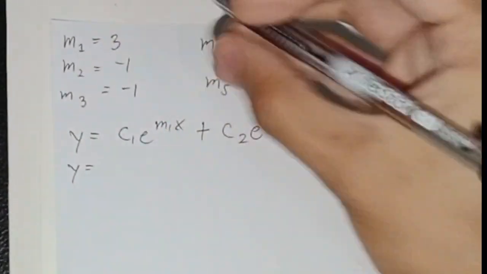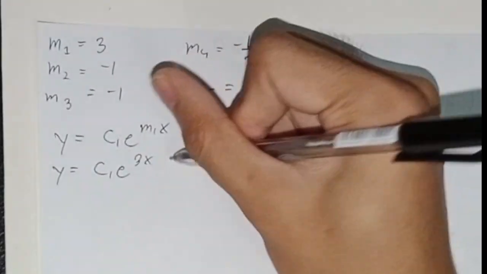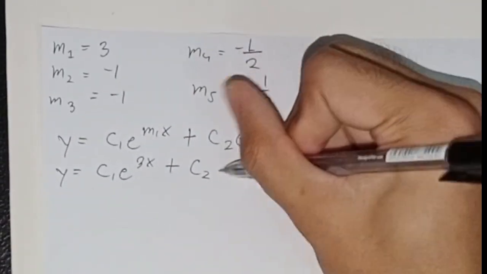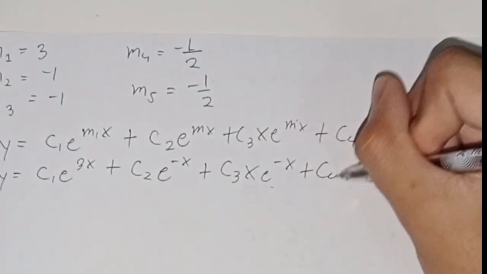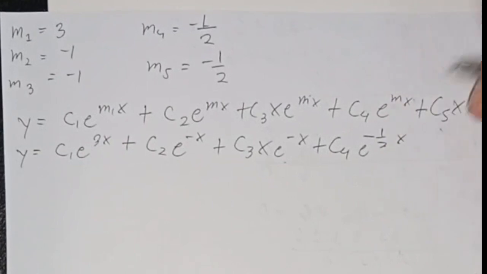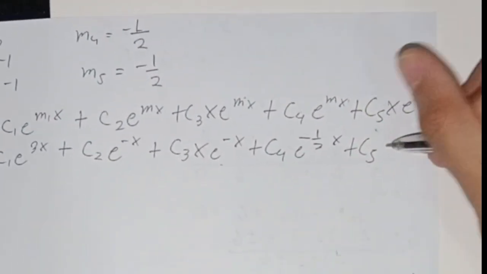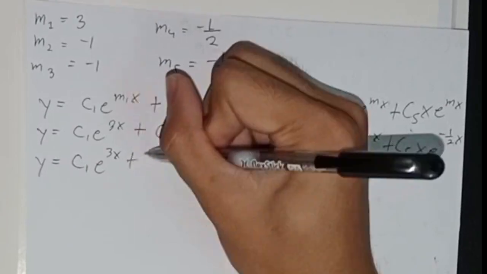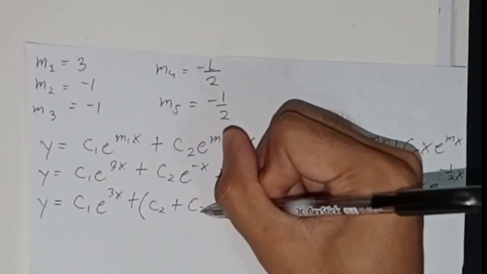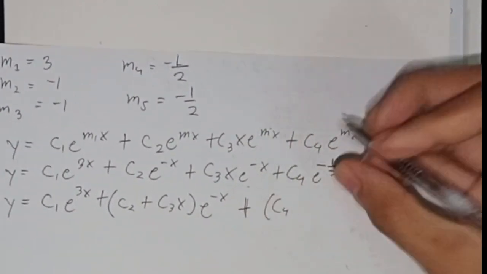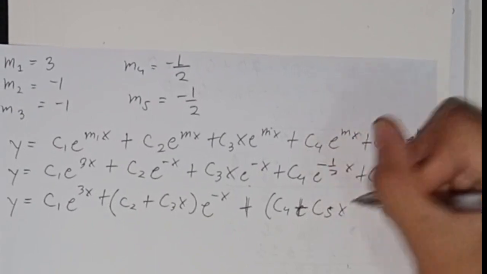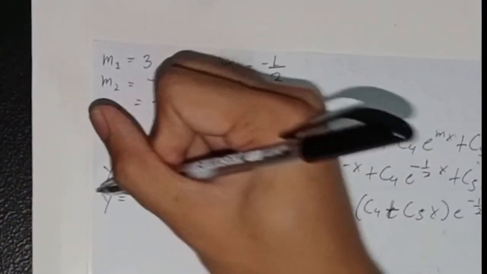So plugging in our roots, that will be y is equal to c sub 1 e raised to m sub 1 x, that's 3x, plus our c sub 2 e raised to negative x, plus c sub 3 x e raised to negative x, plus c sub 4 e raised to negative 1 half x, and our c sub 5 x e raised to negative 1 half x. So simplifying this equation, that will be c sub 1 e raised to 3x plus quantity c sub 2 plus c sub 3 x multiplied to e raised to negative x plus quantity c sub 4 plus c sub 5 x e raised to negative 1 half x. So this is our final answer.